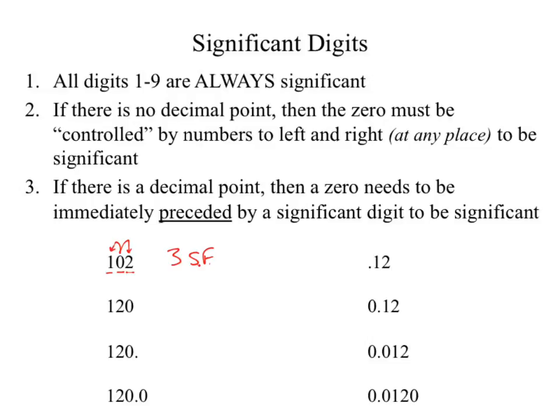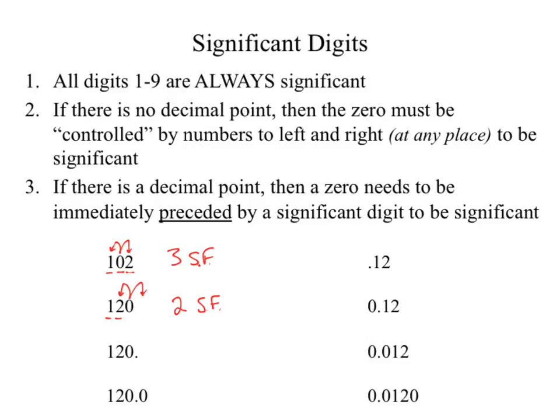Okay. The next number. What digits are significant? 1 and 2. Do we have a decimal point? No. So that 0 must be controlled both to the left and to the right by a significant digit. Look to the left of the 0. 2. Is that significant? Yes. Look to the right. Nothing. Is that 0 significant? No. It is a placeholder. We only have 2 sig figs.